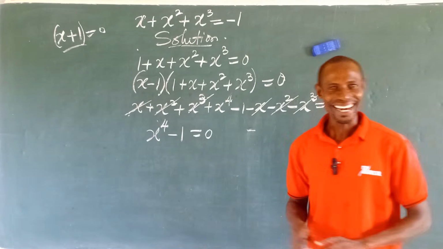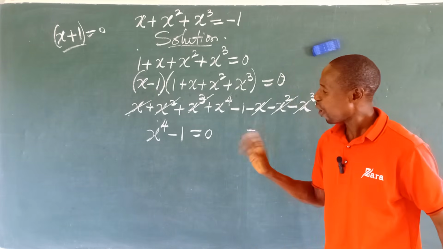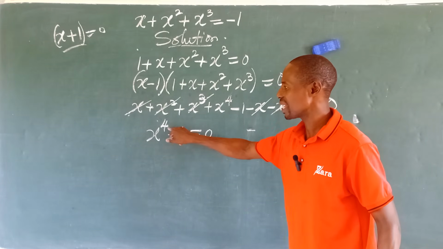Easy. So what do we do next here now? All we have to do here is to rewrite this exponent here.